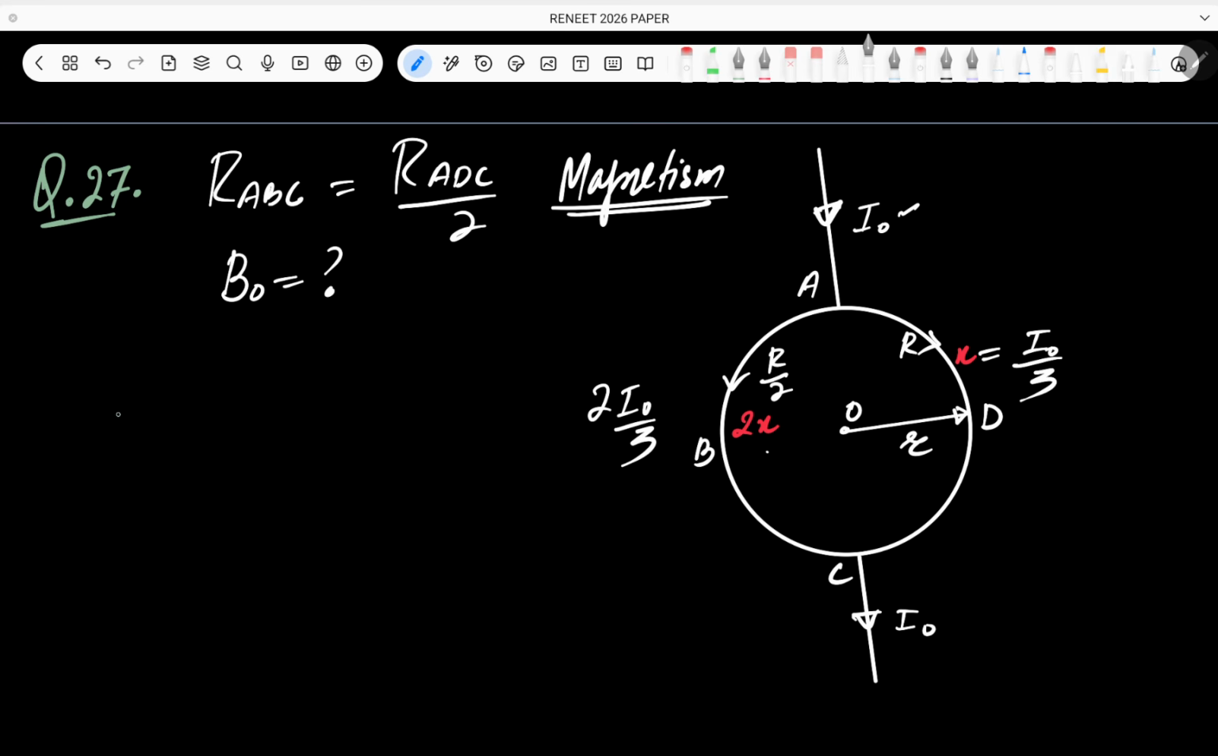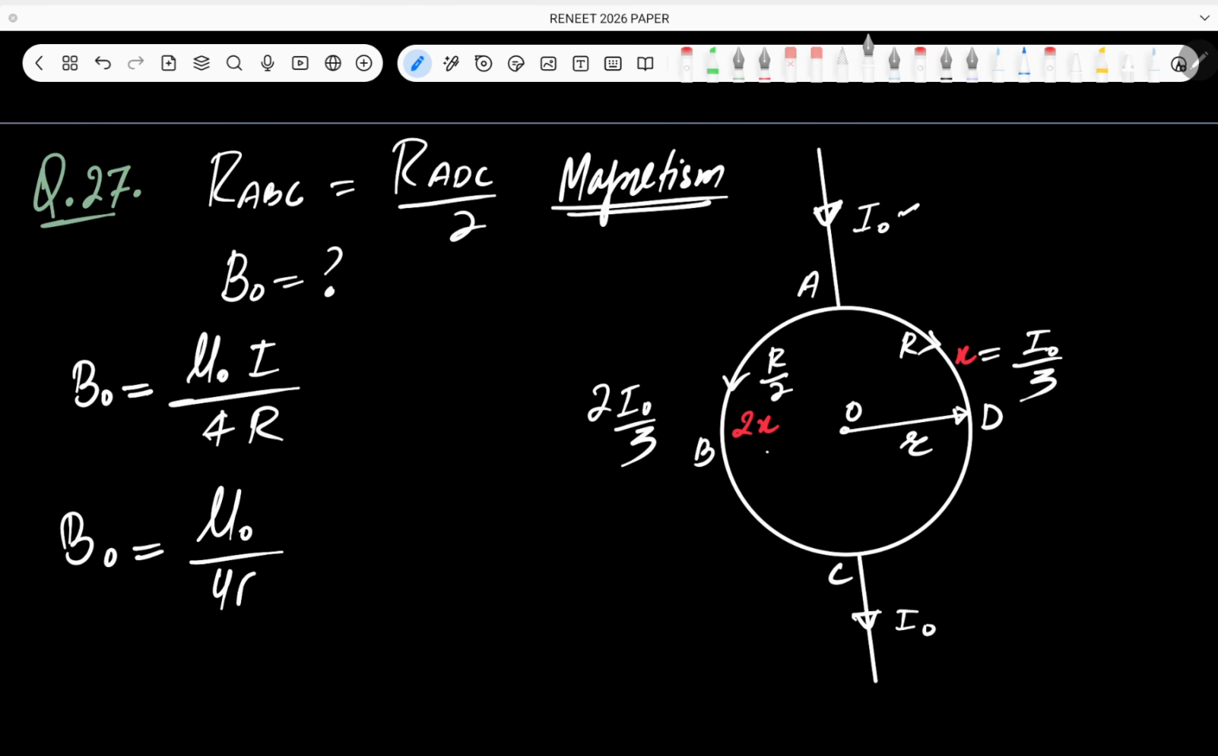Now we will have to calculate the magnetic field at the point O. The magnetic field due to a semicircle is mu naught I divided by 4R. It's equal to mu naught I divided by 4R. So that means the magnetic field at the point O will be equal to mu naught divided by 4R. I will write it down.